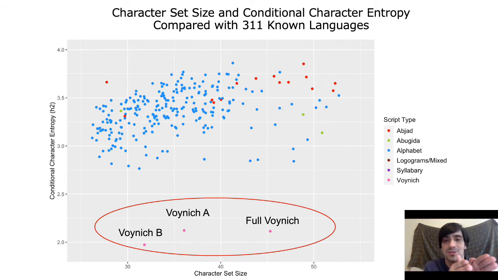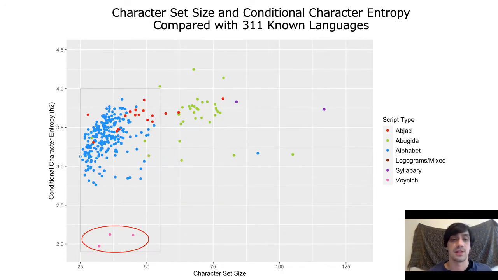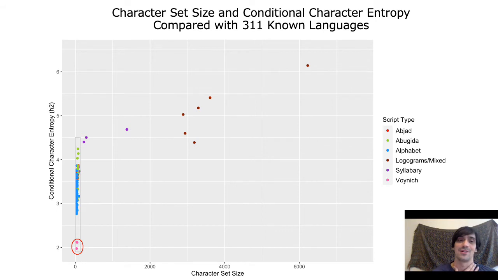So here we're going to take this chart and zoom out a little bit to look at a character set size that goes up to 130, and this includes most of the abugidas, a lot of the Indic scripts, and a few of the syllabaries, where each character represents a syllable rather than a phoneme. Here you have a higher character set size and a little bit more conditional character entropy. But zooming out again, on the extreme end, you see the other syllabaries and then logograms, where a character represents an entire morpheme or an entire word. And here you have the highest levels of conditional character entropy and the largest character set sizes. So Voynich looks most like an alphabet, but it is still very unusual in having extremely low conditional character entropy.